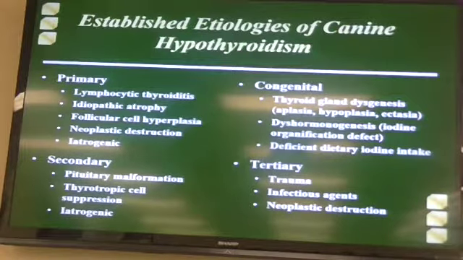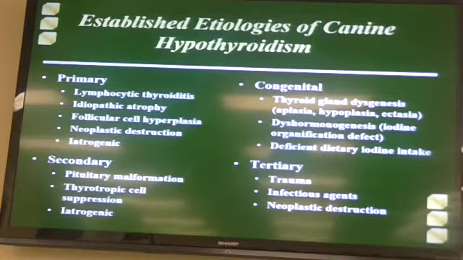Congenital, again, you can get thyroid gland dysgenesis, it can be aplasia, hyperplasia, ectasia. Dyshormonogenesis, and this is where there's a problem in iodine organification. And again, these epithelial cells are normal, but they lack some of the enzymes or stuff that's necessary for this. And so if you can't use the iodine, they can't make the hormone. And tertiary can be trauma, infectious agents, or neoplastic destruction, like a lymphosarcoma growing up in there, this type of thing going on.